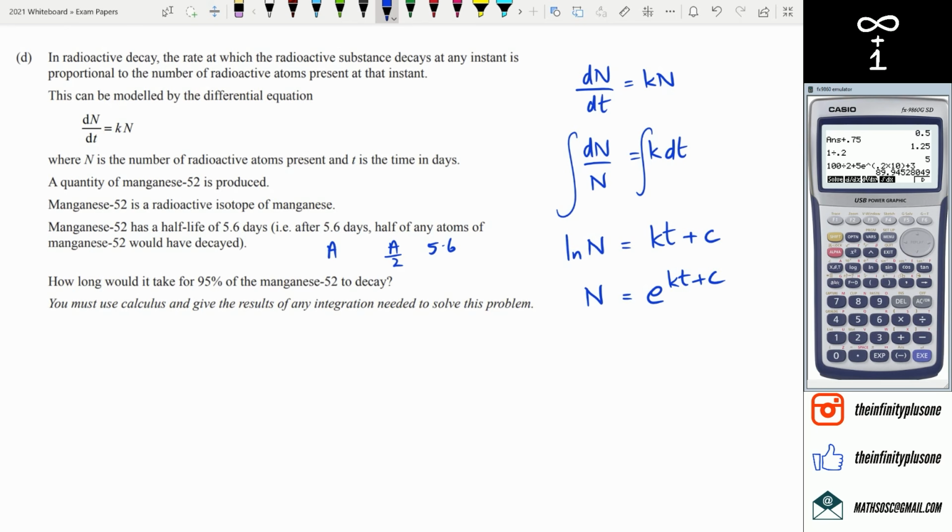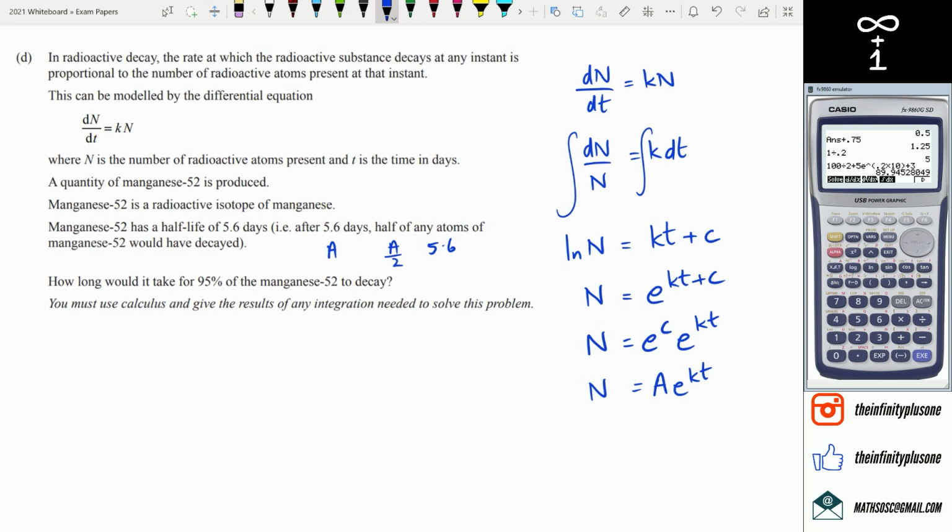So you're going to end up with this. And of course, e to the power of c can be separated, and that e to the power of c can be written as A. So that's like your original value there. So that is pretty much our first equation.